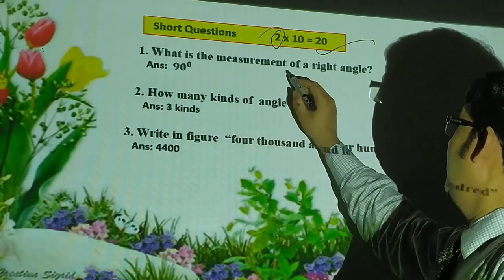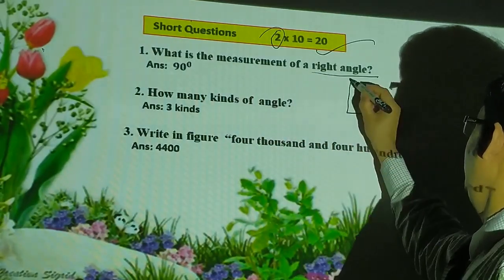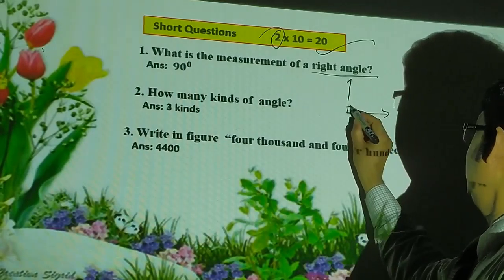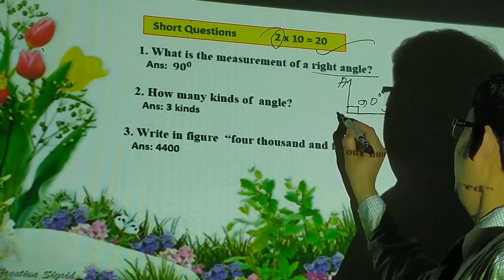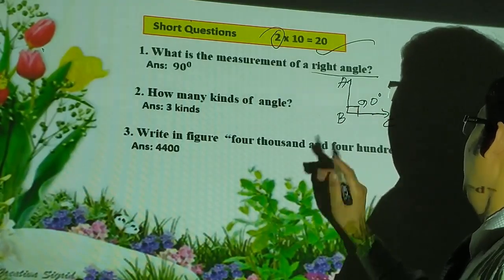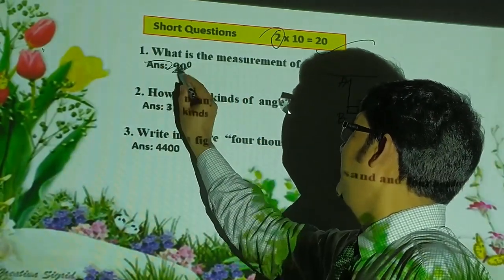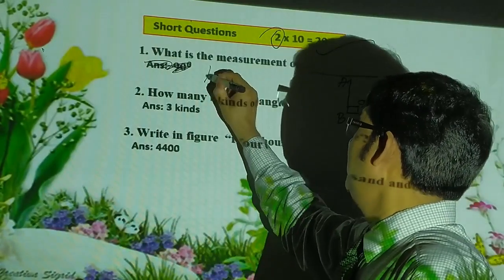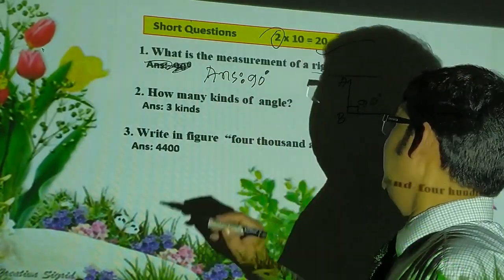What is the measurement of a right angle? You know this is called a right angle. So this measurement is 90 degrees. Suppose you see A, this is B, this is C. So this is called 90 degrees. So you will write the answer. This is not for your answer skill, but you will write 90 degrees.